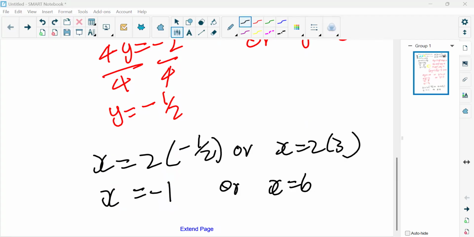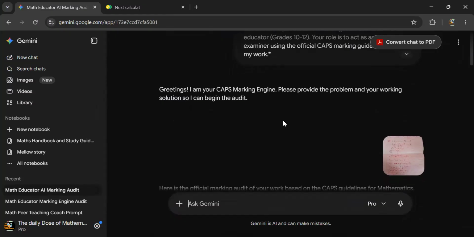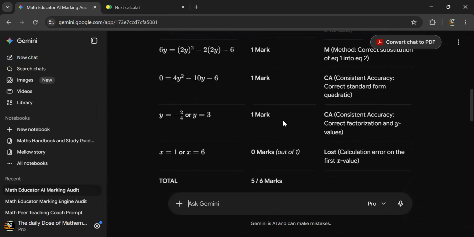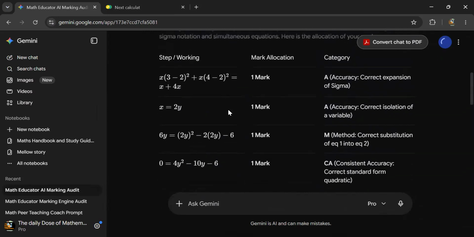So then after we paste our prompt on our Gemini, it's going to say, greetings, I'm your CAPS marking engine. Please provide the problem and your working solution so I can begin the audit. So right now we're going to listen to what it's going to tell us about the script of our student.